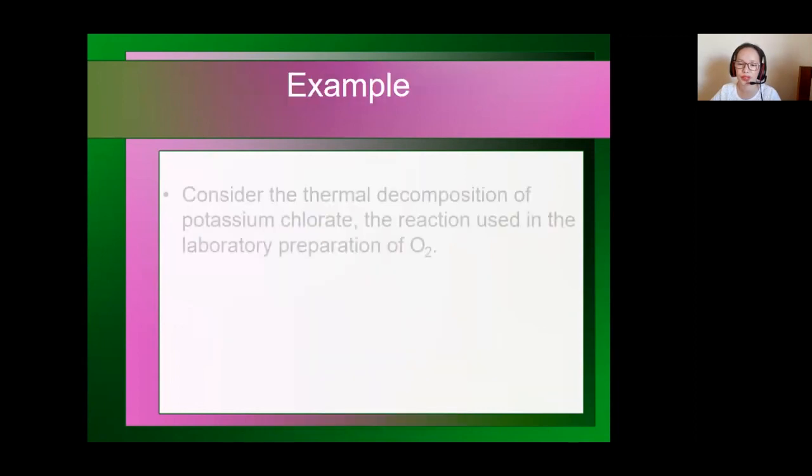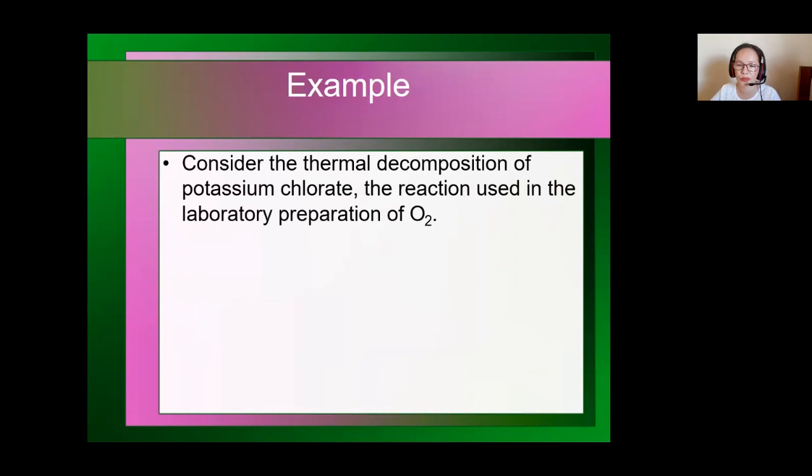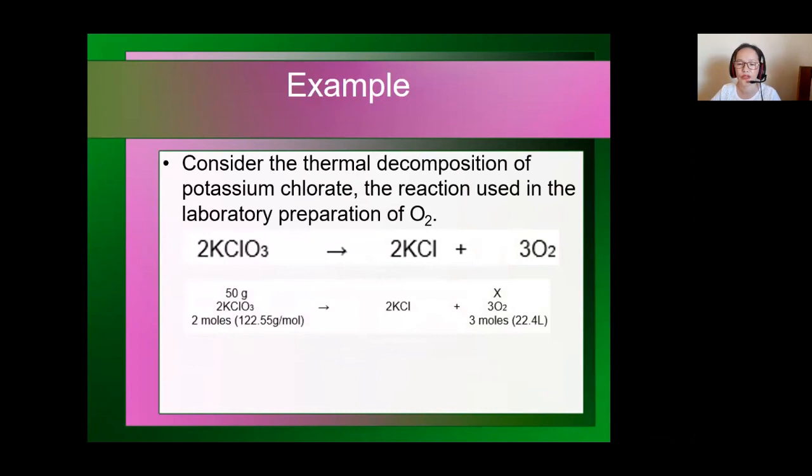Given this example, let's take potassium chlorate. 2 moles of potassium chlorate will yield 2 moles of potassium chloride and 3 moles of oxygen gas. Given 50 grams of potassium chlorate, how many liters of oxygen gas can possibly be produced? From the given 50 grams of potassium chlorate, we have 2 moles multiplied by the molar mass of potassium chlorate, and that is 122.55 grams per mole.